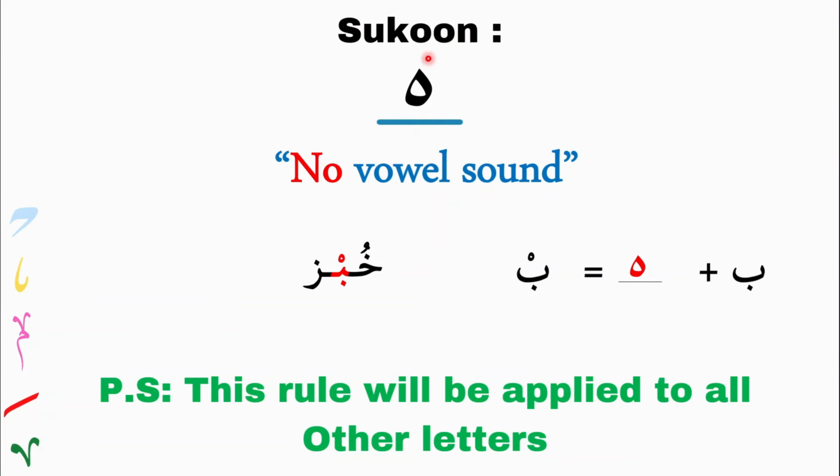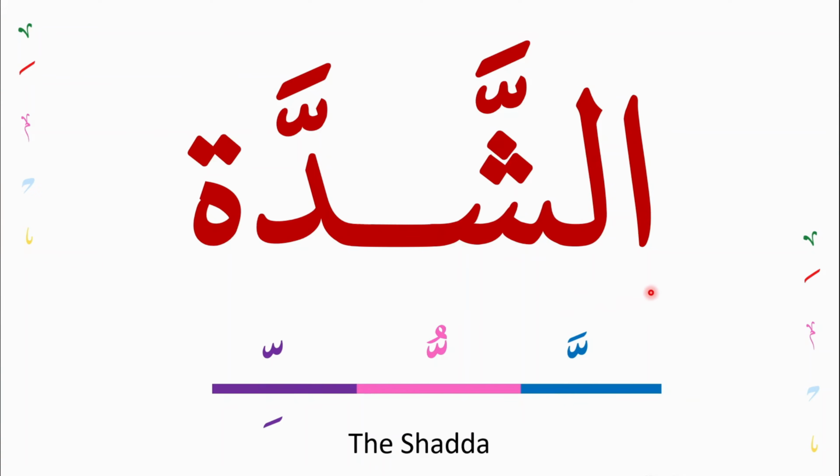Now the last mark is Sukoon. Sukoon is considered as a circle, and it has no vowel sound. Once you have Sukoon above the letter, for example, I have ba with the Sukoon above, it will give it no vowel sound. It will be consonant, as in the word khubz. Did you notice? Ba, I didn't give it any tashkeel, so it will be silent. خبز, which means bread.